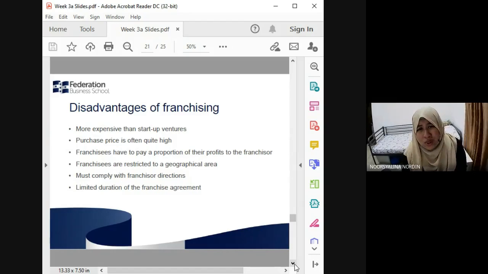When you want to use other people's intellectual property rights and all those things, you have to obey their rules. That's the problem somehow for us. If you do not obey them, they have the right to withdraw us from this franchising agreement.